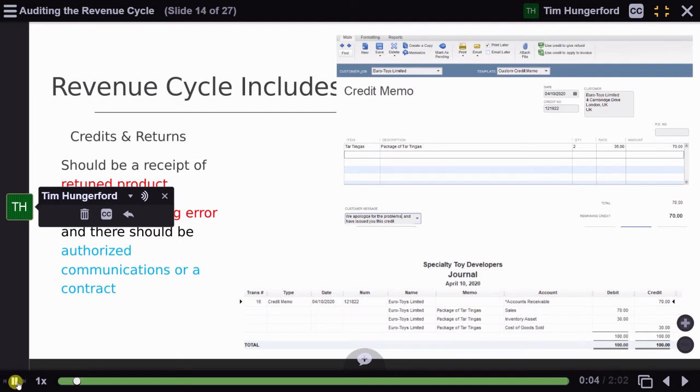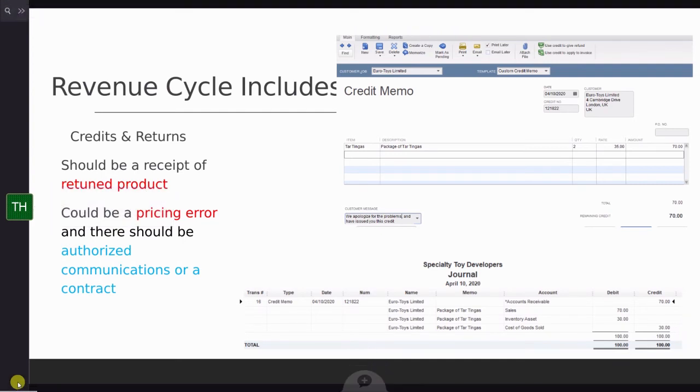We can also have credits and returns. So let's say, for example, our Euro toys, two of the Tartinga packages were ripped or opened and some of the Tartingas were damaged. They wanted to return those. So we're going to accept that returned product. So we should have some documentation related to that, whether it's the shipping information, correspondence, emails, things like that. And we'll issue them that credit memo, receive those goods back in to our inventory. So in this case, they've already paid, so we're going to issue them a credit memo and keep that on their account, hoping that they'll order something else, or we could turn around and issue them a refund check.